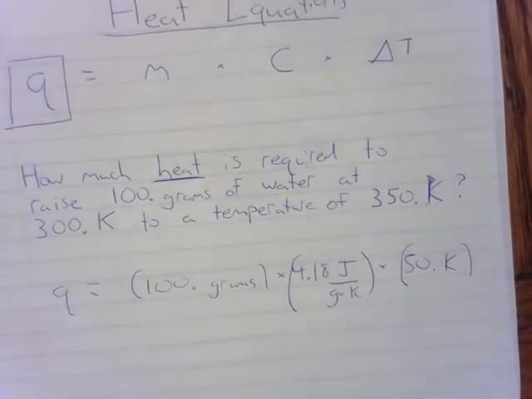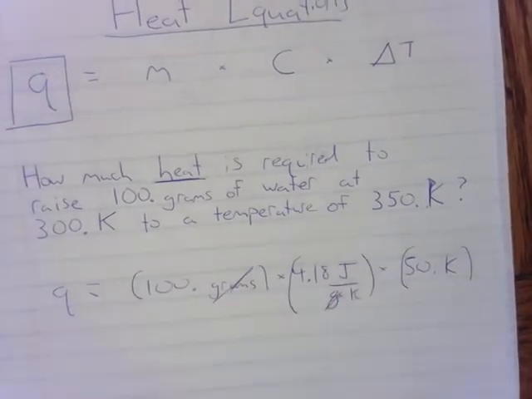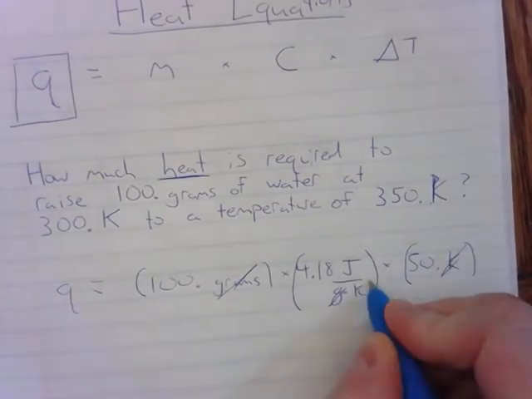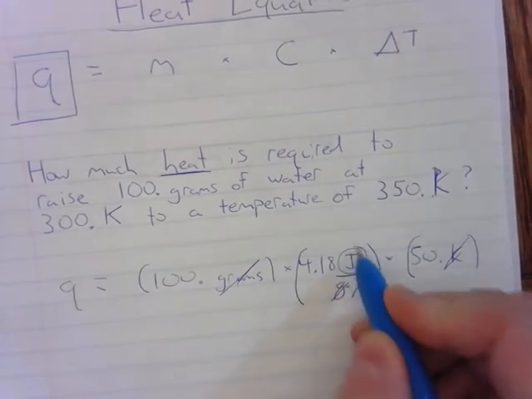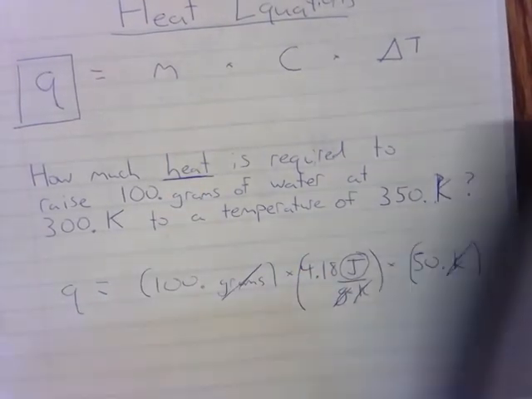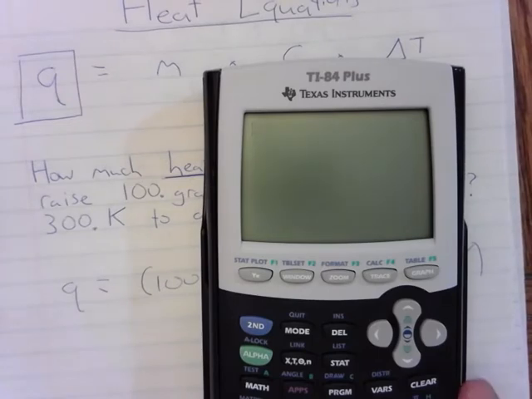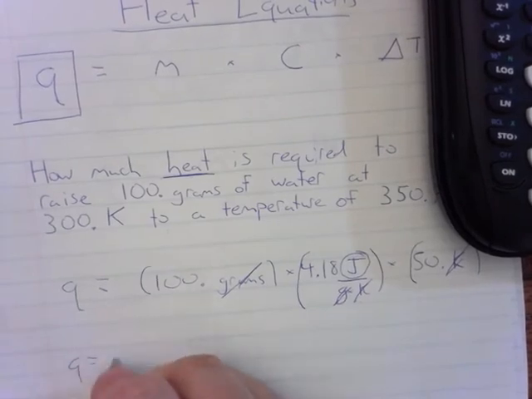Now, before we actually do the math, I want you to notice something. Grams and grams cancel, and Kelvin and Kelvin cancel, which means when we multiply these numbers across, the only unit left is going to be joules, which is what we're looking for, because, as I said earlier, we're looking for heat. So let's type this on the calculator and see what we get. We have 100 grams times 4.18 joules per gram Kelvin times 50 gives us a change of 20900 joules. So Q would be 20900 joules.